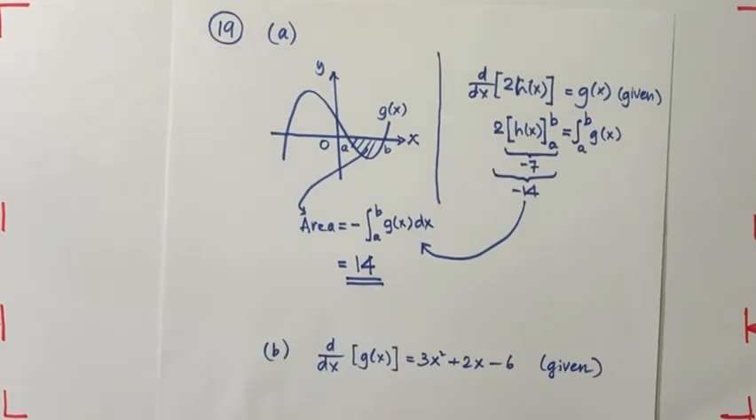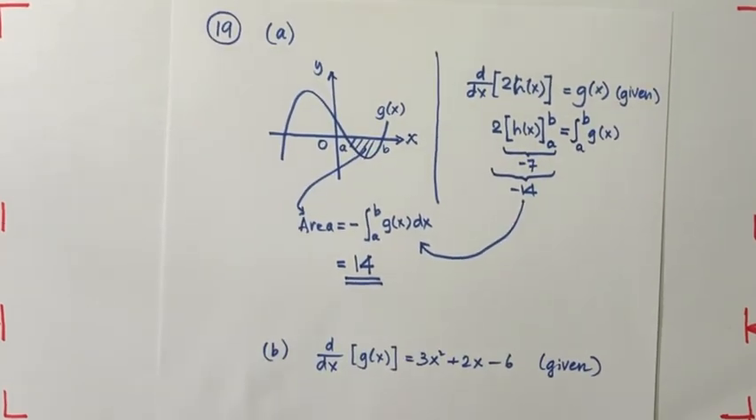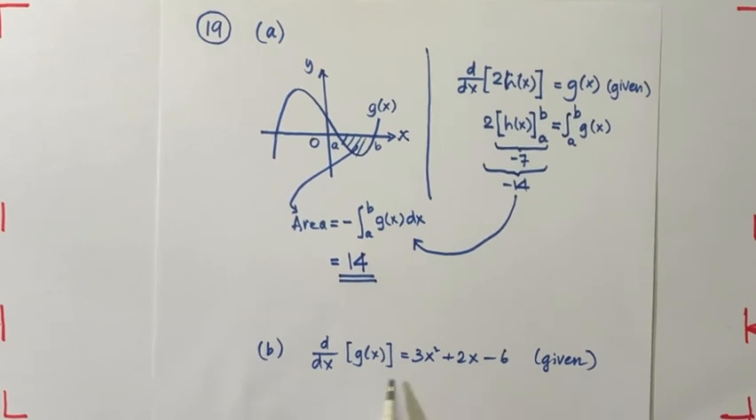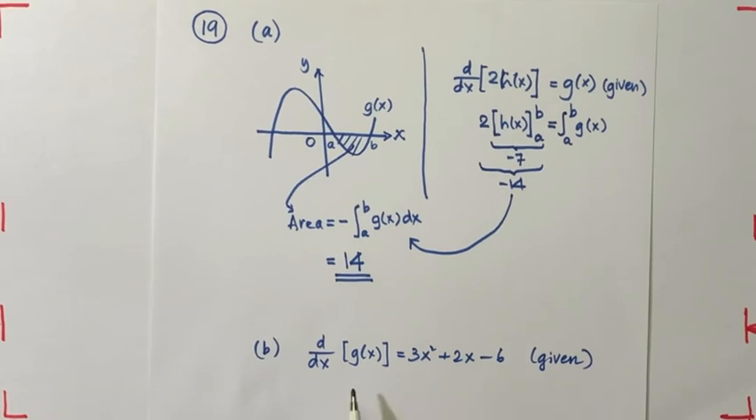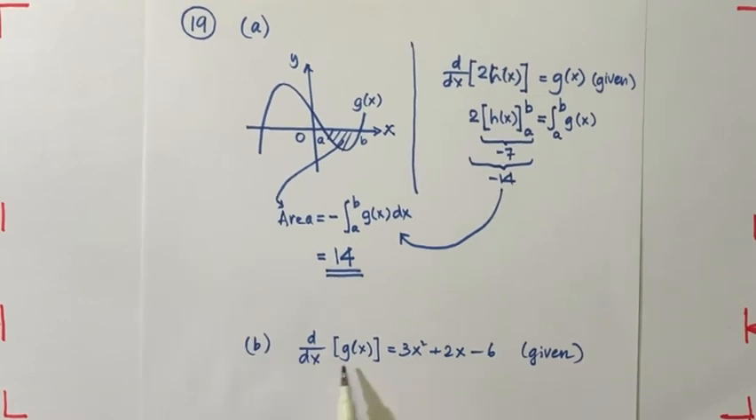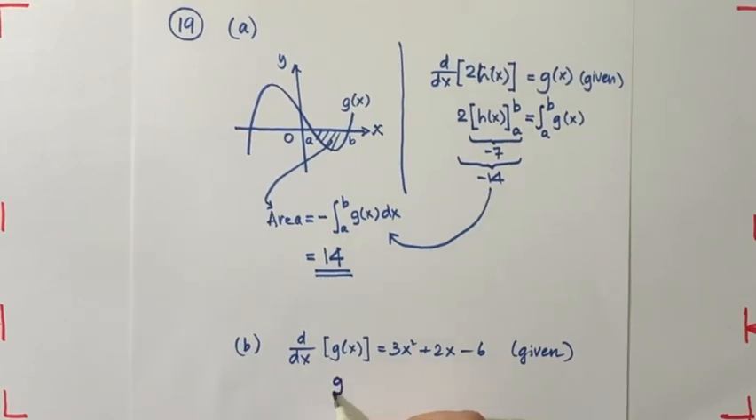Part B. Given this relationship, the first thing we do is integrate this. So we get g(x) equals 3 times x cubed over 3, so that's x cubed, plus x squared, minus 6x, plus some constant c.